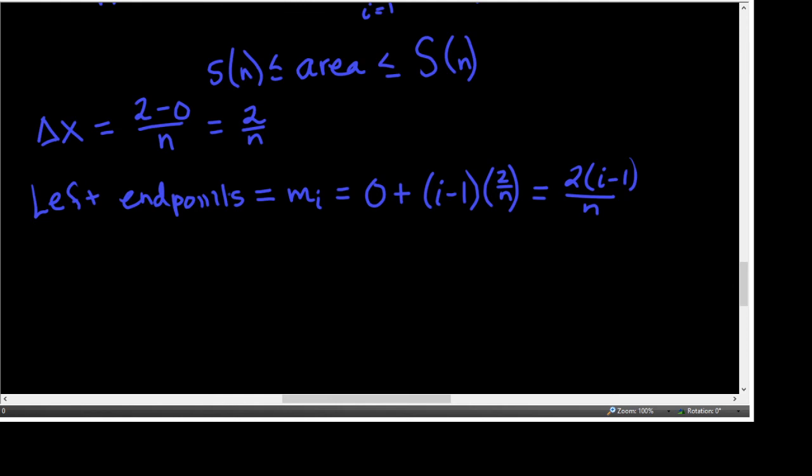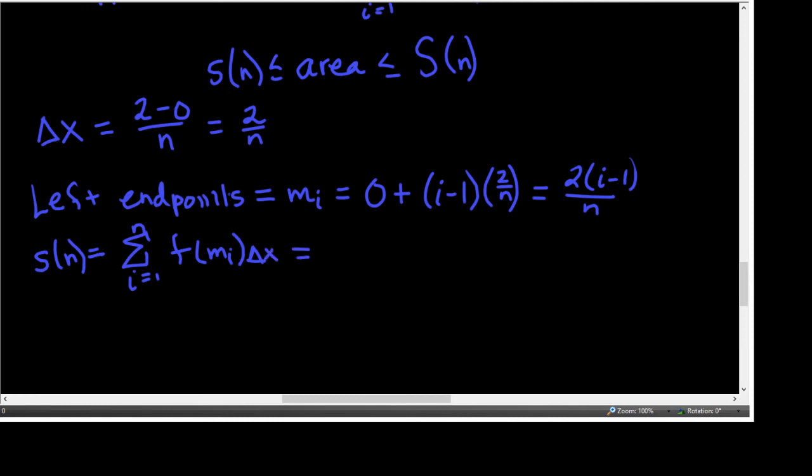So using the left-hand endpoints to find the lower sum, this is going to be sigma from i equals 1 to n of f of m sub i, lowercase m sub i, times delta x. This is sort of the generic formula.